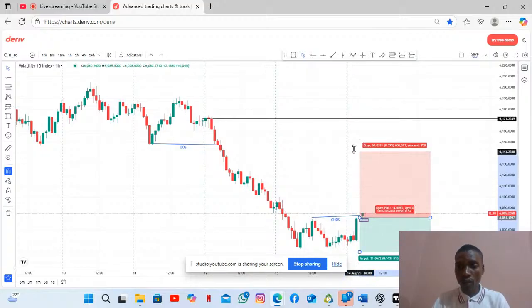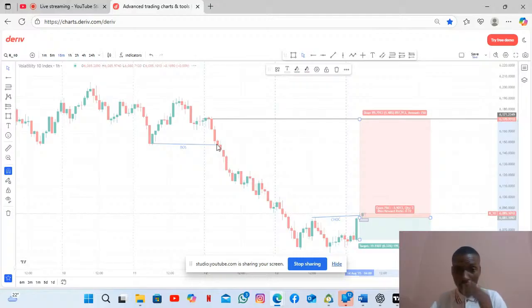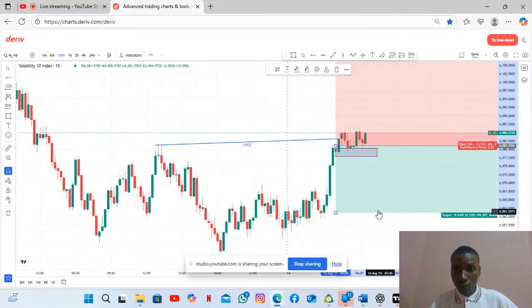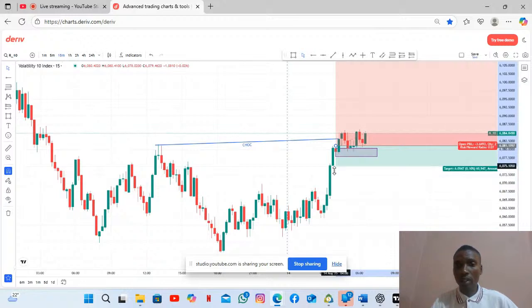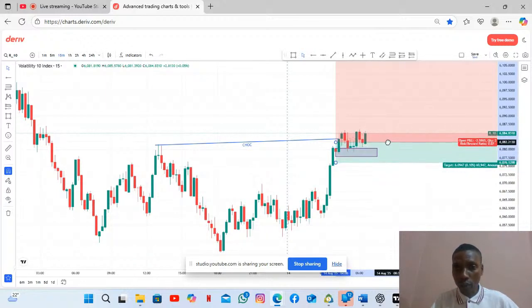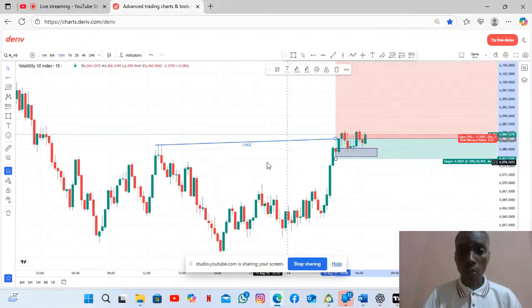This is where I got in, and my target profit is somewhere below here. I actually use the 15 minutes to set my target profit, and that's it. A little above the order block. I entered my trade somewhere here. Yeah, that's it. So this is how we have been faring.